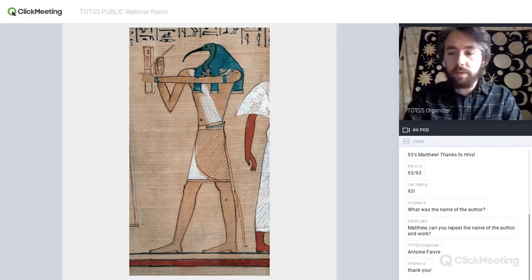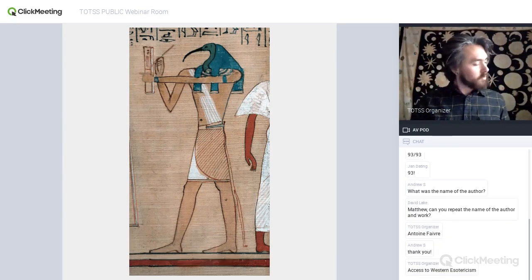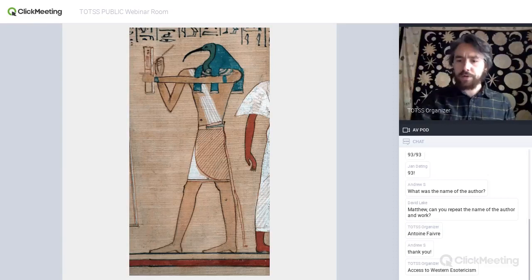And the book is actually kind of a collection of his works. It's called Access to Western Esotericism. It was published by the SUNY University Press. What was I saying? Oh, right.